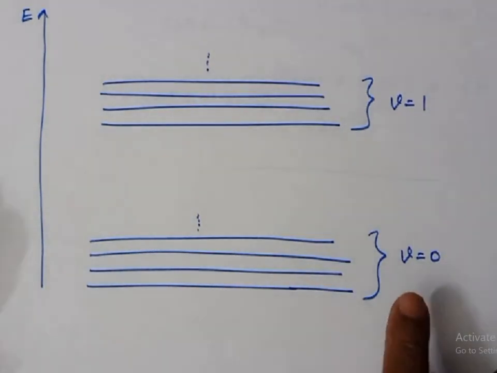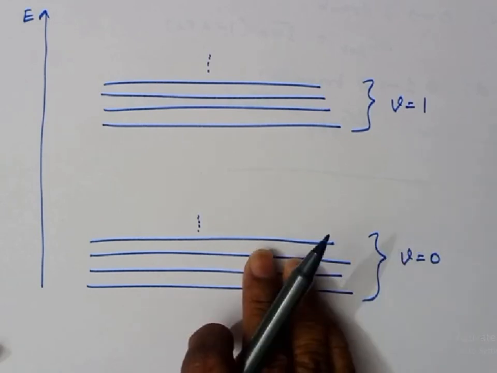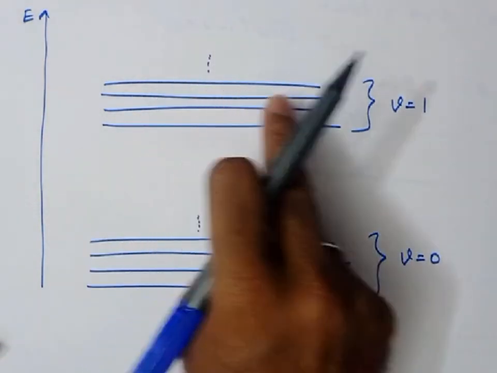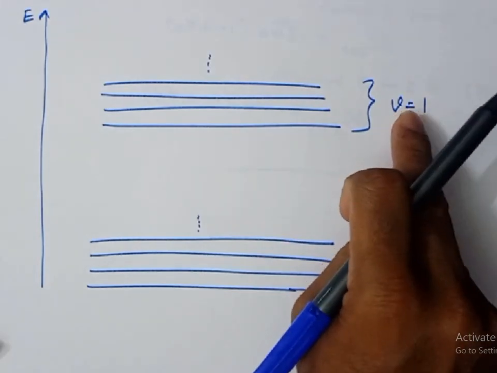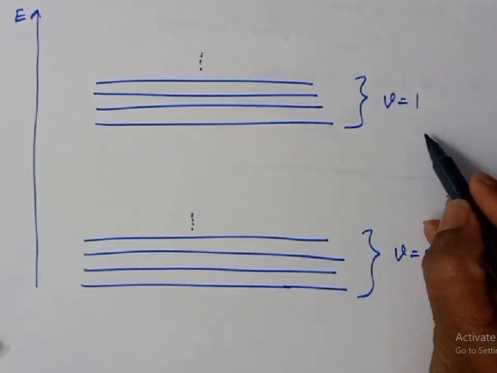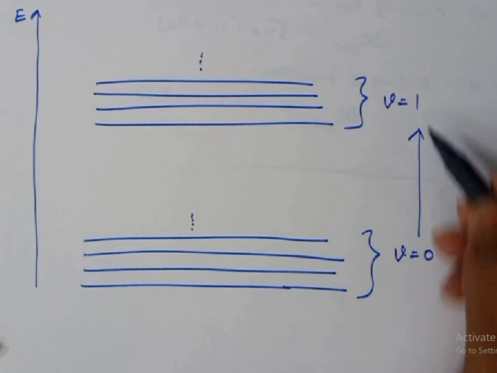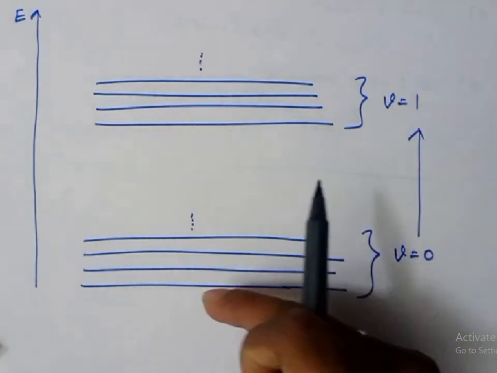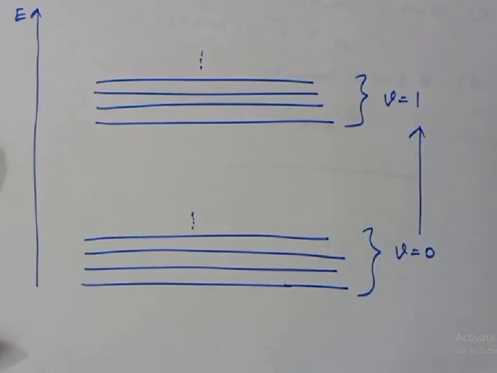So these are all rotational levels associated with the ground vibrational state, and these are all rotational levels associated with the first excited vibrational state. So our focus is this transition, 0 to 1 transition. But during the 0 to 1 vibrational transition, many rotational transitions occur. That's what we are going to focus on now. Now listen carefully.